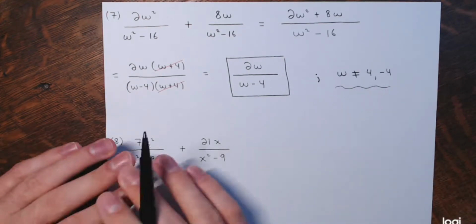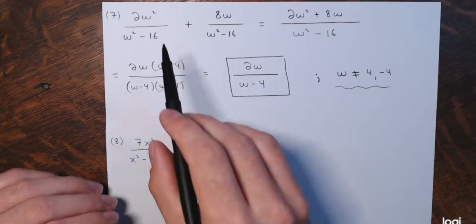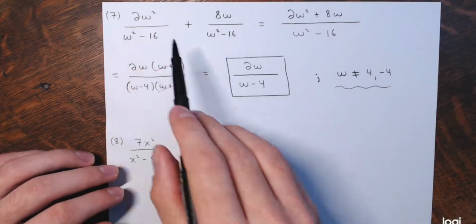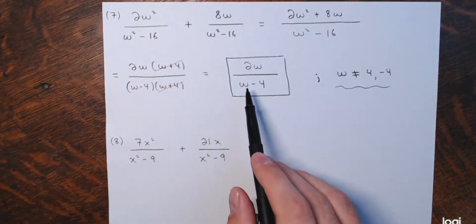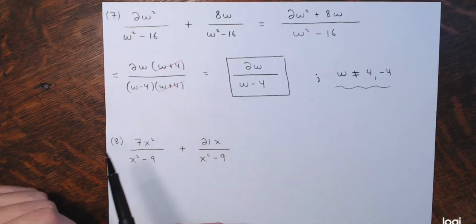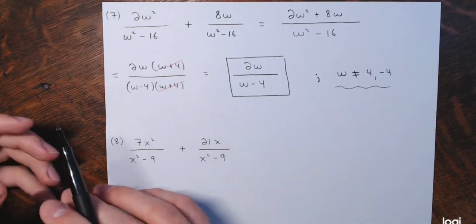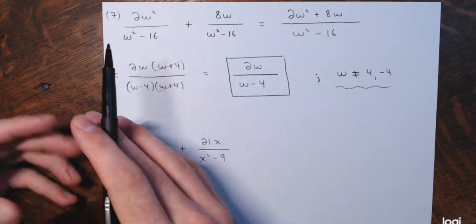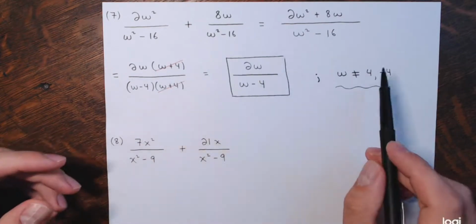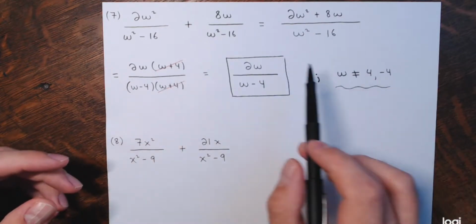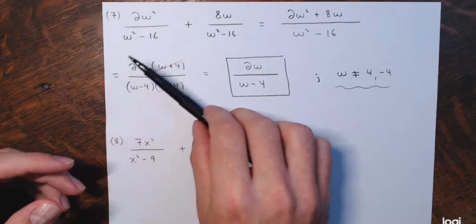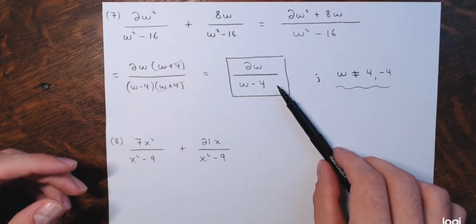But for any other value of w, the value of the original expression should be the same as the value of this expression I ended with. And you can test that out. Replace w with 0, with 1, with 15, with negative 2/3. As long as you're not replacing w with 4 or negative 4, the value of the original should be the same as the value of the final.